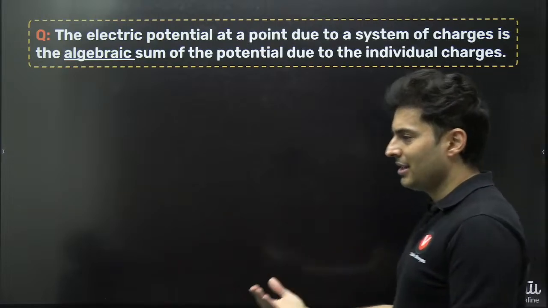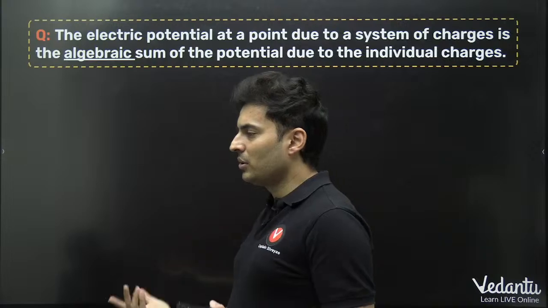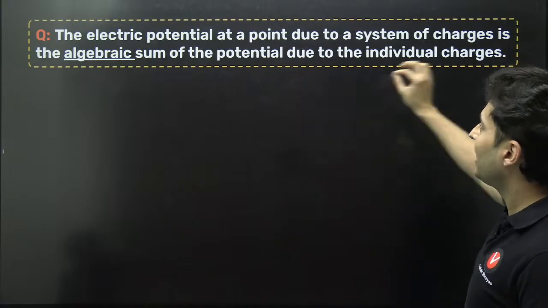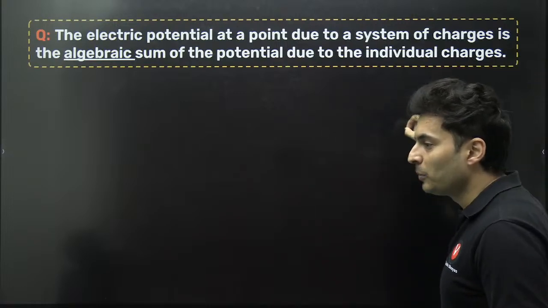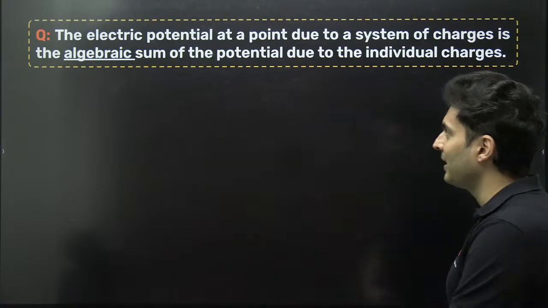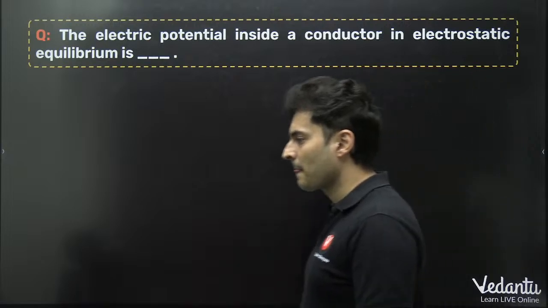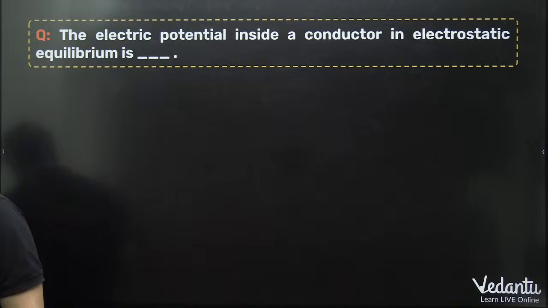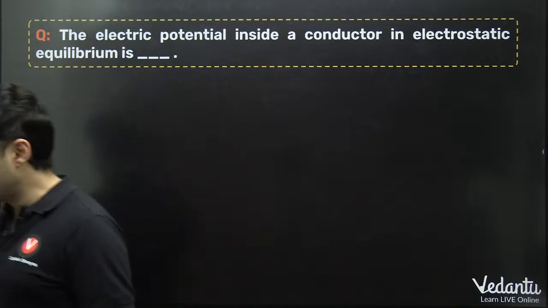Algebraic sum. Yes, the electric potential at a point due to a system of charges is the algebraic sum. You just add V1 plus V2 plus V3. What is it? Algebraic sum. Correct. Or scalar sum. Yes, very good. Scalar will also do. Algebraic will also do. I hope this is very clear.